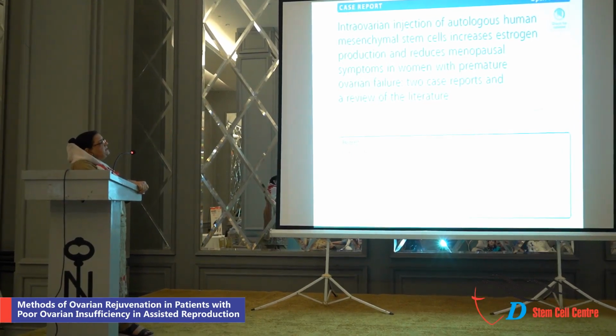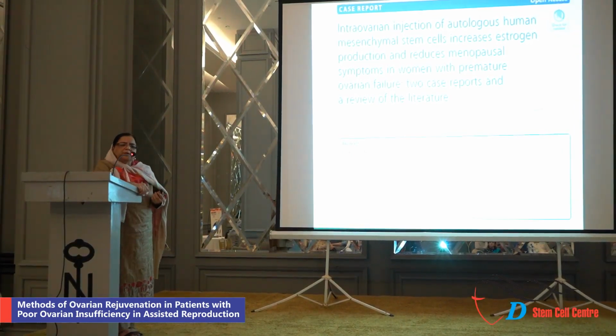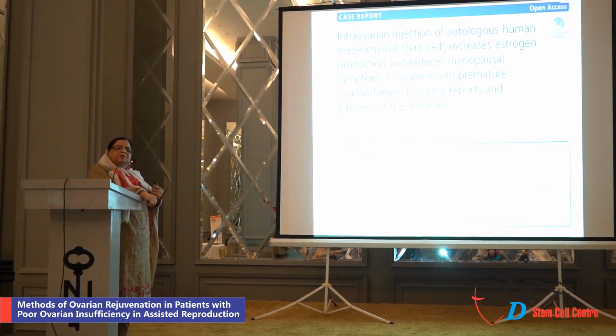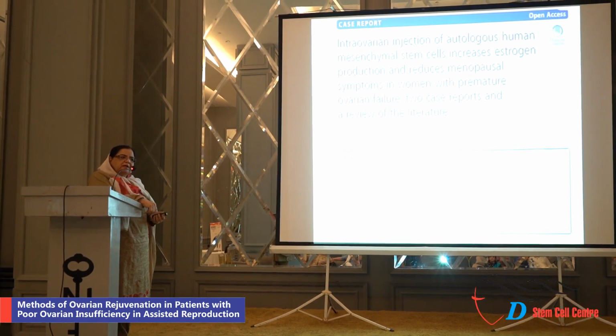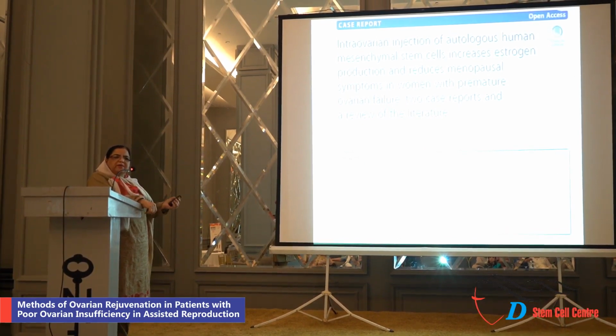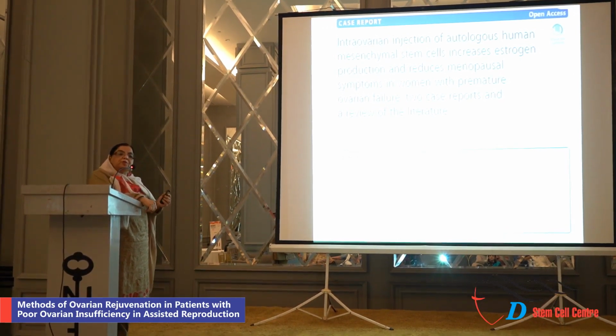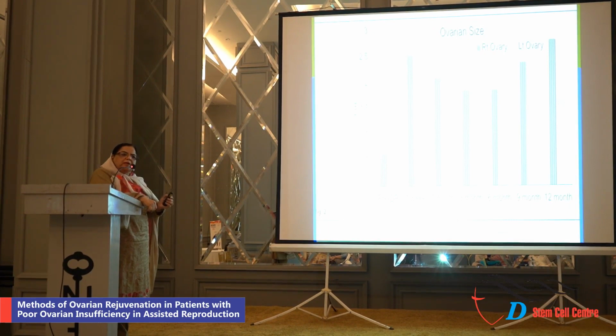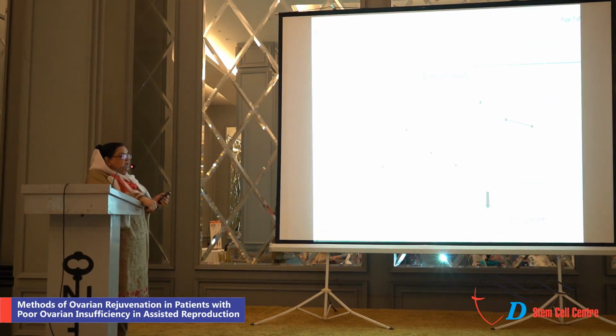Then there is another case study of 2 patients with early ovarian failure who had stopped their menses, with low estrogen levels and higher FSH levels. When they were treated, both of them resumed their menses. Their ovarian size, even after 12 months at the end of the study, remained 2 to 3 times higher, and their estrogen level, even after 6 months, remained higher. Their post-menopausal symptoms were ameliorated, and they resumed cycle regularity.